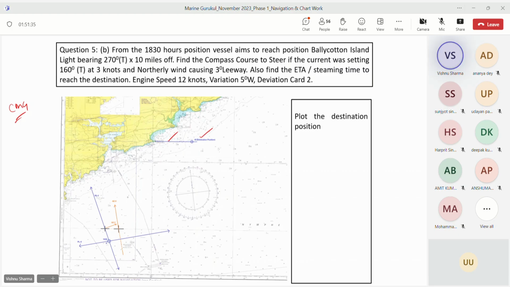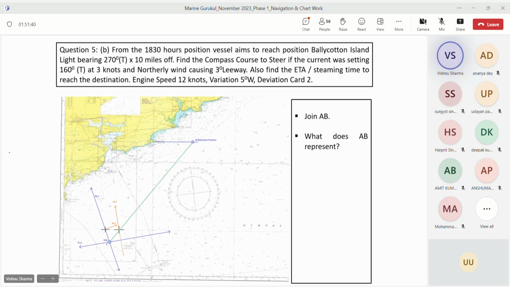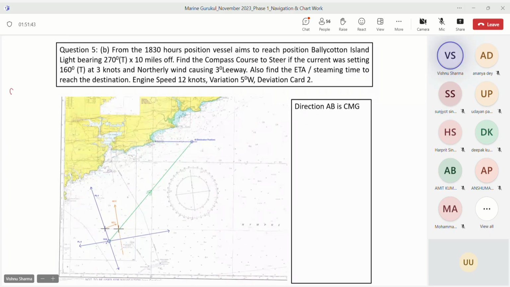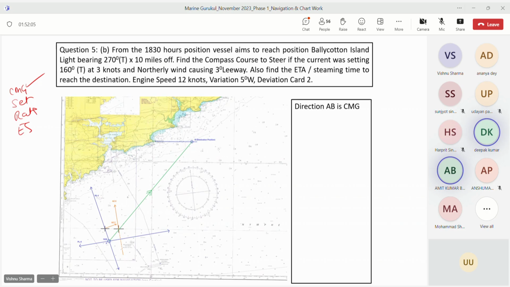set, rate, engine speed. And now, when I join these and mark by 2 arrows, CMG is already consumed. CMG is already used. I have to counteract current, guys. Now, what do I do next? What can I use next? Engine speed, rate, or set? Rate and set. So next, what do I use? Set. Only next thing that I can use. What do I do with the set?